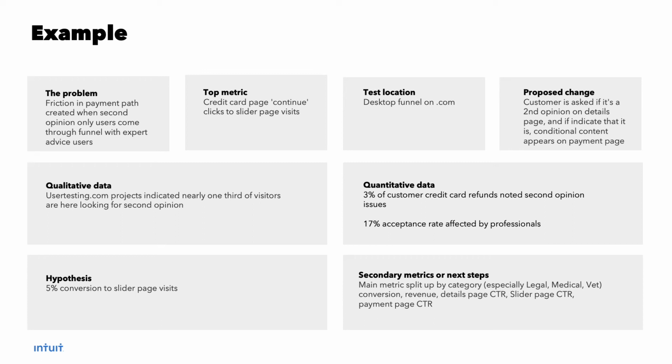I'm pulling in a piece of qualitative data from user testing and a piece of quantitative data from our credit card refunds, and stating my hypothesis specifically at the bottom that 5% conversion to the slider page is going to be improved by making this change in the content.